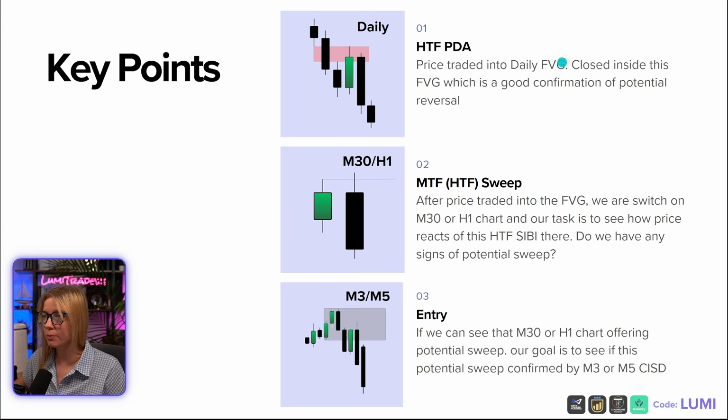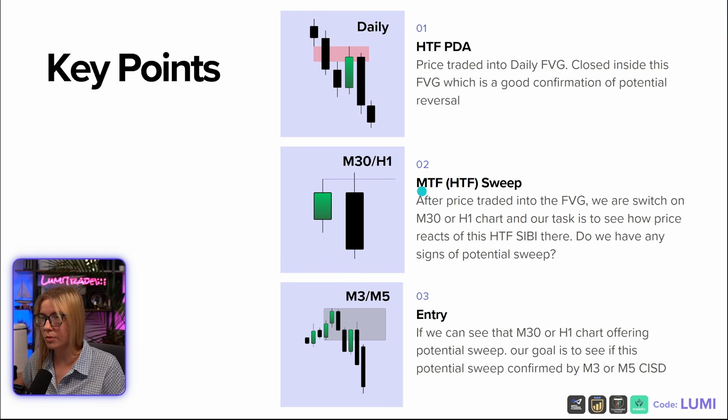Price traded into daily bearish fair value gap. We clearly can see this. Closed inside this fair value gap, right? Closed? Yeah, closed. Which is good confirmation of potential reversal. So let's say NQ closed within a daily bearish fair value gap. I know since we closed inside fair value gap, probably it will give us a reaction. It's not inversion, so it's still a valid bearish fair value gap.